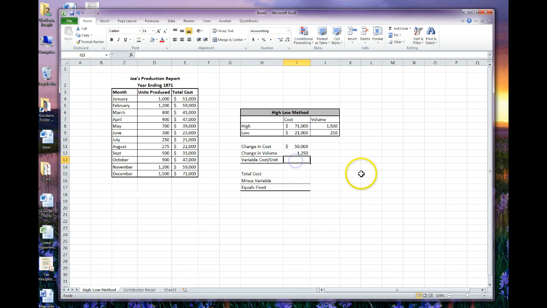So then we can take this, divide it by that, and we get $40. We're taking our change in cost divided by our change in volume, and that tells us that our variable cost for every unit we produce is $40, which is great. So that means that if I got $22,000 of production cost here, I produced 275 units. If I produced 276 units, it would be $22,040.